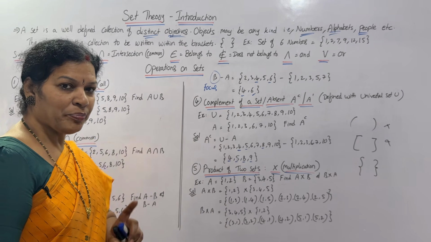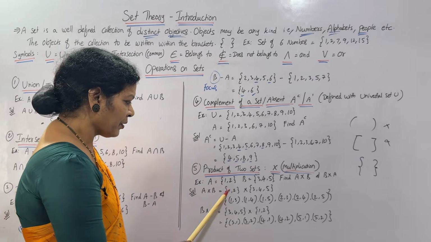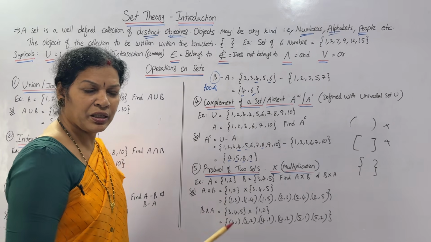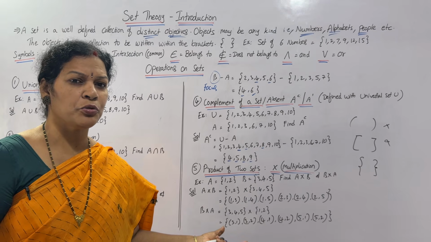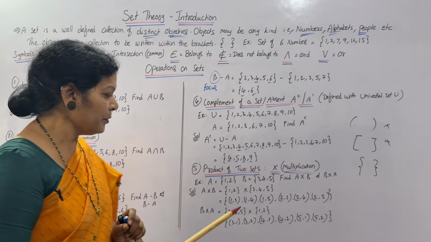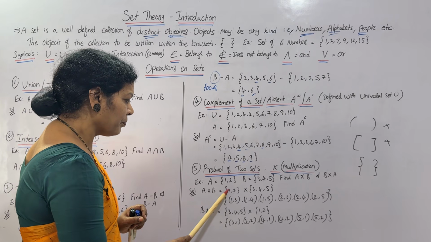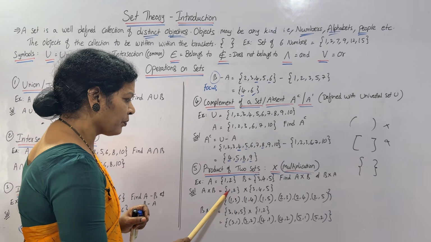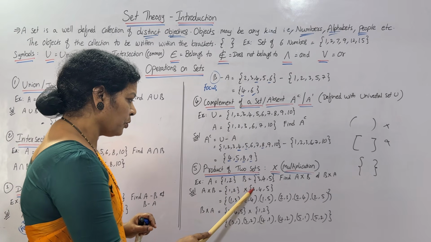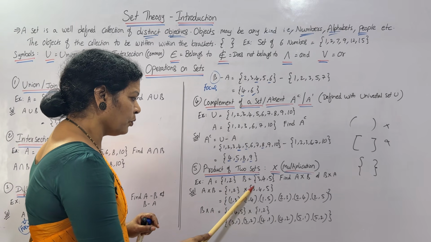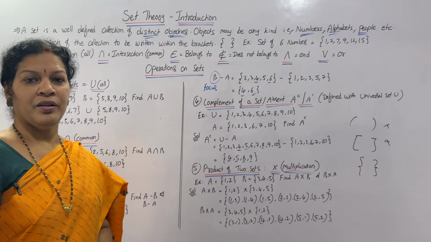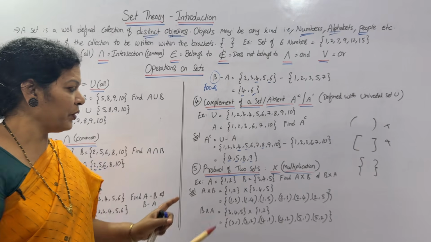How do we multiply? Just focus. First we take 1. 1 into 3 means we write 1, 3. It is multiplication, understood. No need to use the word cross; it's not a must. So 1, 3. Next 1, 4. 1, 5. 1 is over. Now next 2: 2, 3. 2, 4. And 2, 5. Like this, this is multiplication of A into B.